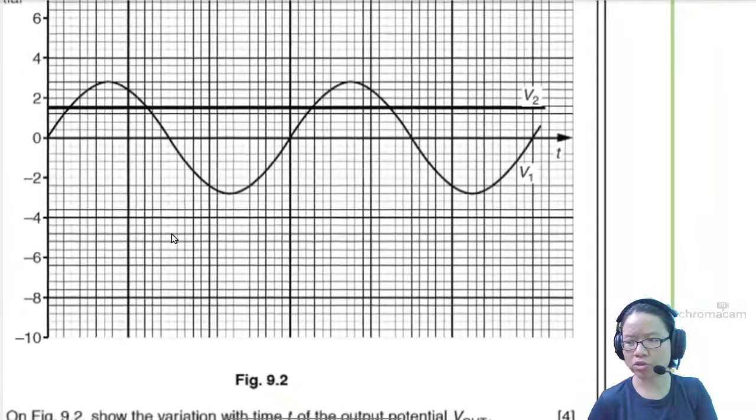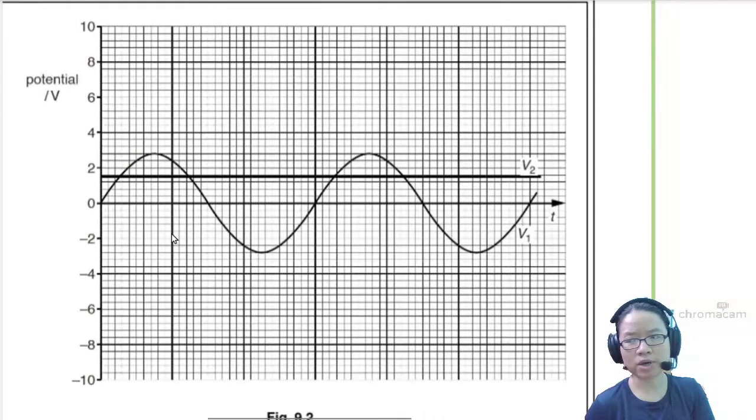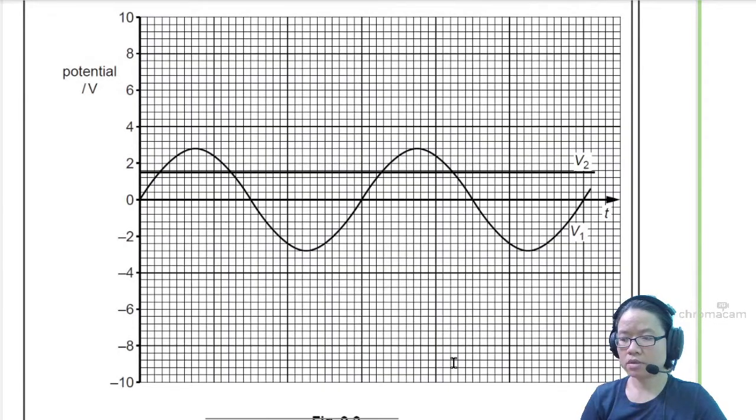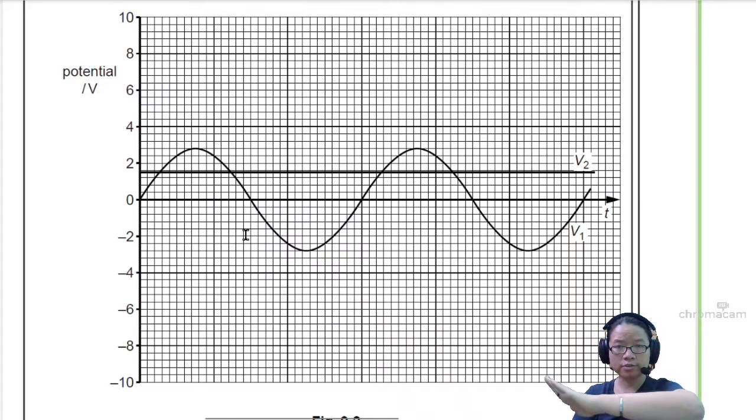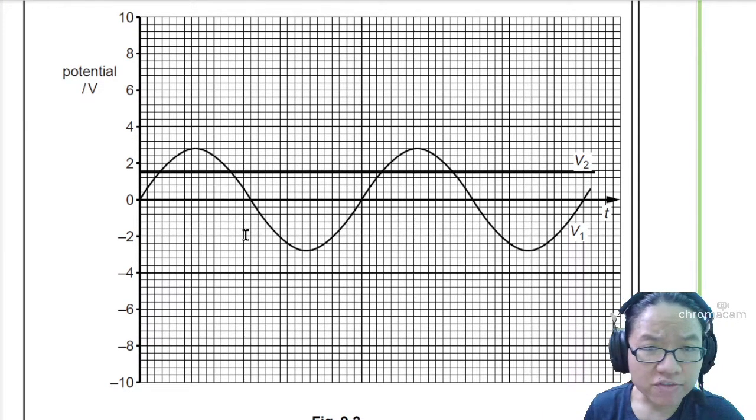It looks so interesting. You can see this sinusoidal wave pattern. This is your V1, and this is your V2. So your V1 is the sinusoidal wave function, and V2 is the constant 1.5 volt.